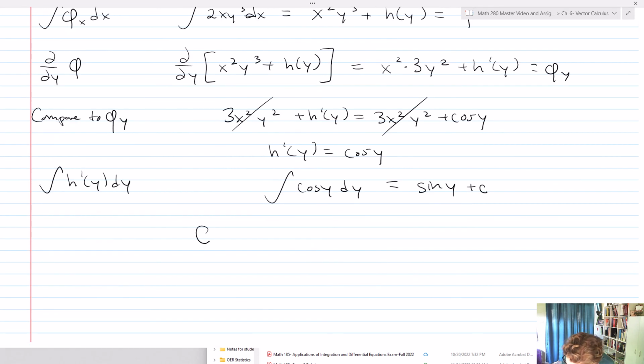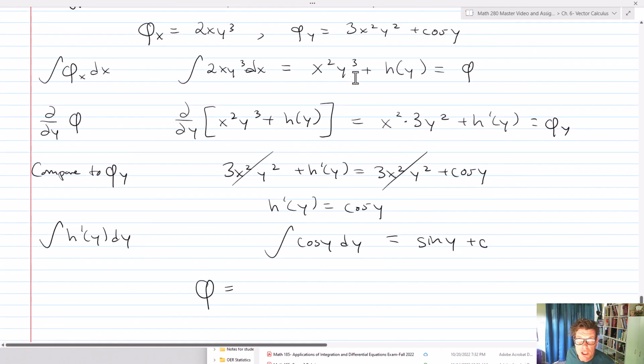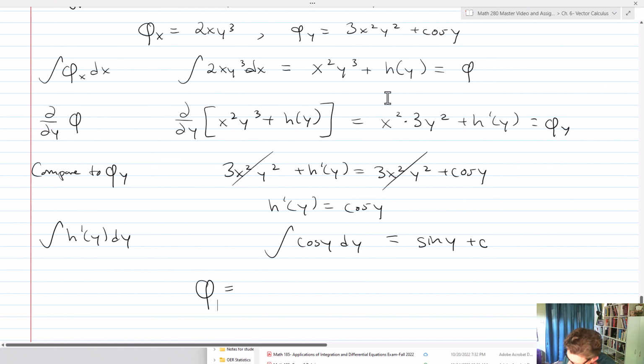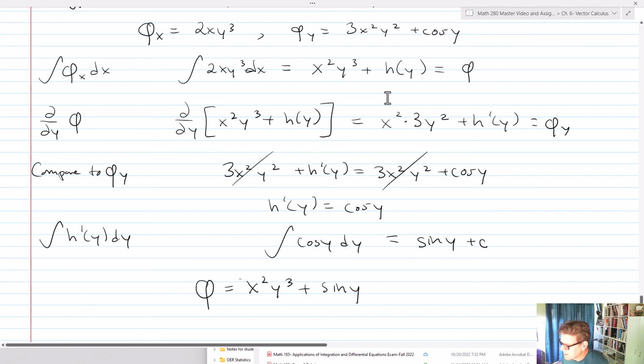So our phi now, by the way, and we can just drop off the c. The c is going to drop off, but phi is going to then equal the x squared y cubed, right? That's the part of that we have there for phi. So I got x squared y cubed plus sine y. And that is my potential function.